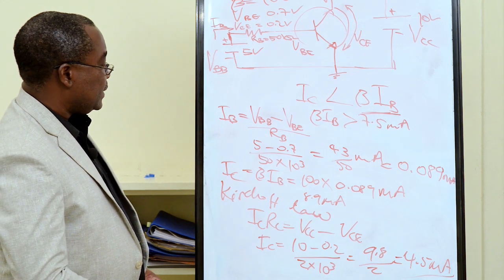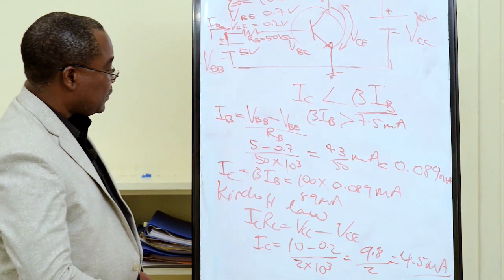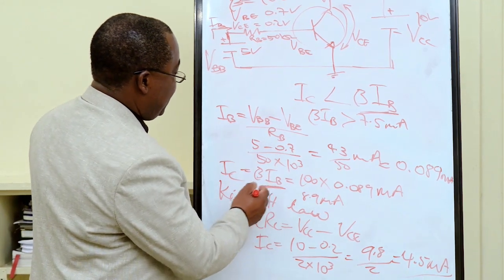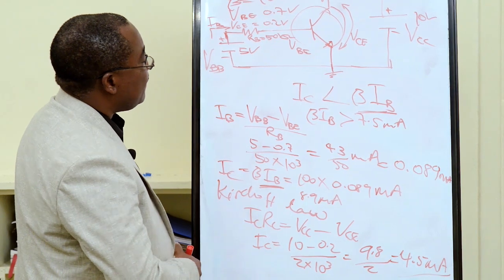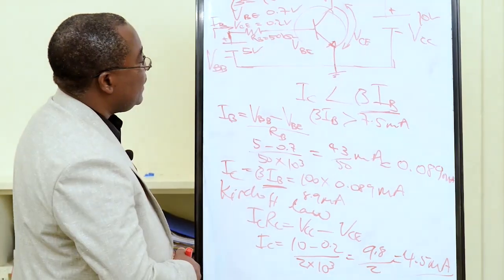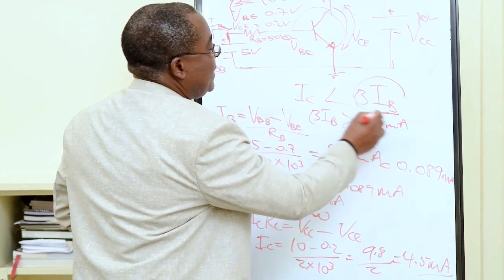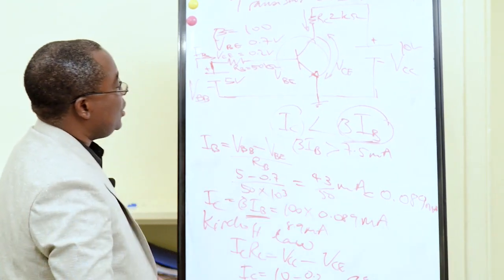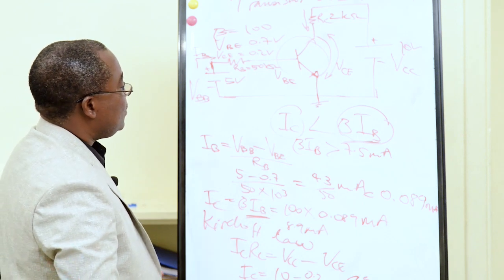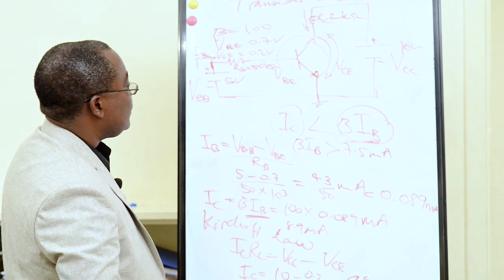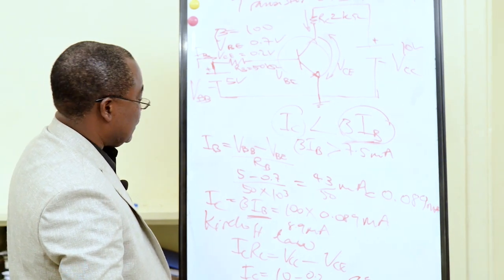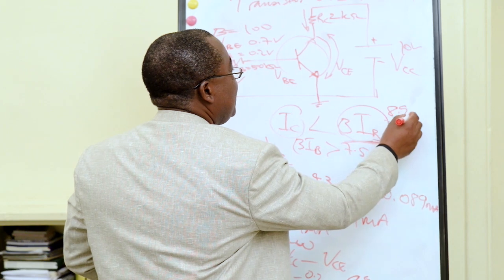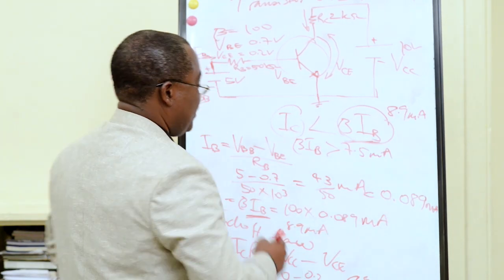So we've seen IC. This is beta IB. We've said in a saturation situation, if beta IB is greater than IC, then the transistor is in a saturation mode. So we have our IC, which is beta IB, which is 8.9 milliampere, and IC here we have 4.5 milliampere.